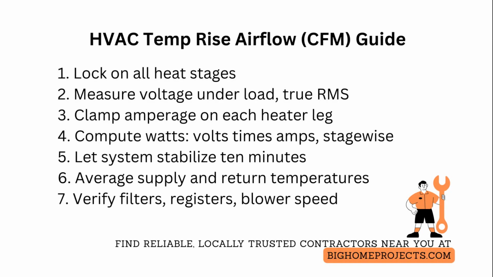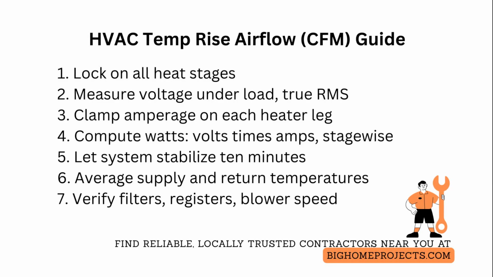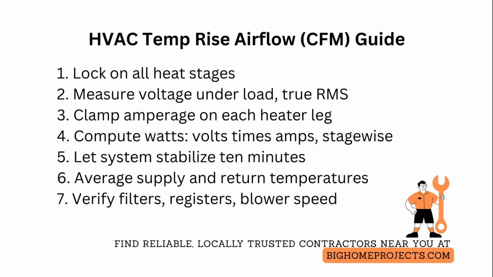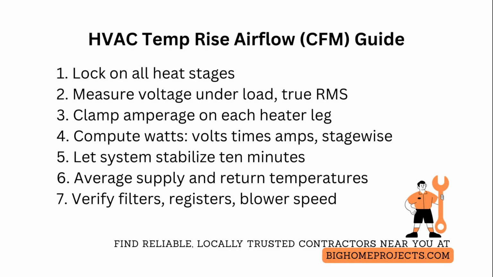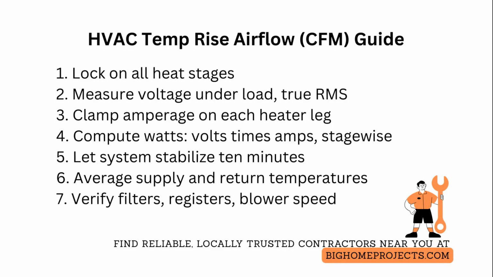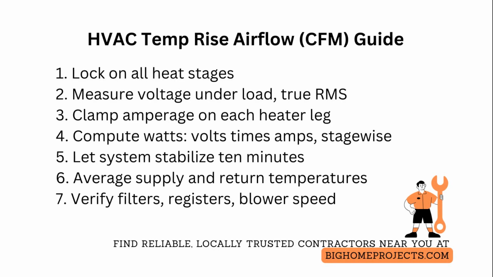Allow the system to run for at least 10 minutes to stabilize, then measure the return air temperature 2 to 3 feet upstream of the blower, and the supply air temperature 6 to 10 feet downstream of the heater to avoid radiant heat skew. Average multiple points across the duct to account for stratification. Record indoor barometric pressure and elevation if possible to refine air density.